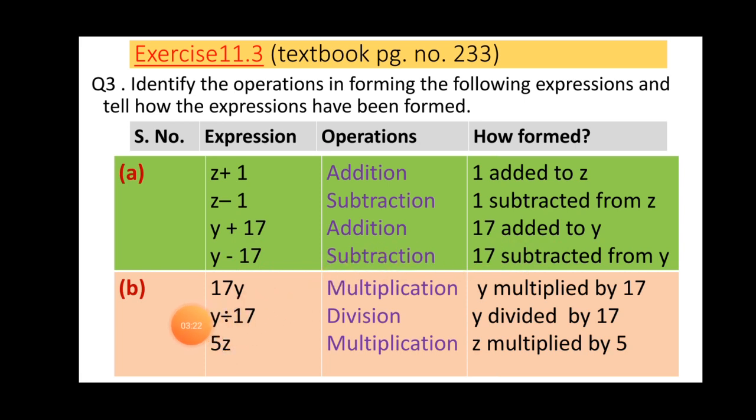Now come to the second question from question number 3, that is 17y. It means 17 into y will give us 17y. So the operation we have used here is multiplication while writing this expression 17y. Now how is it formed? When we multiplied y by 17, we obtained 17y.